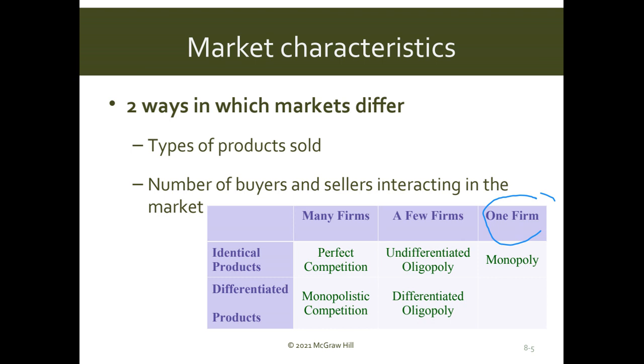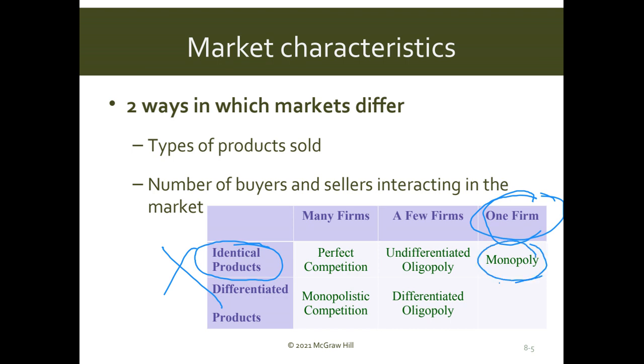And if there's only one firm, then there's no question of whether the product is identical or non-identical, or differentiated or undifferentiated, because there's only one product. So I'm just saying that this is basically identical. There's one product. Basically, this is irrelevant here. So if there's only one firm in the industry, that market is called monopoly market structure.